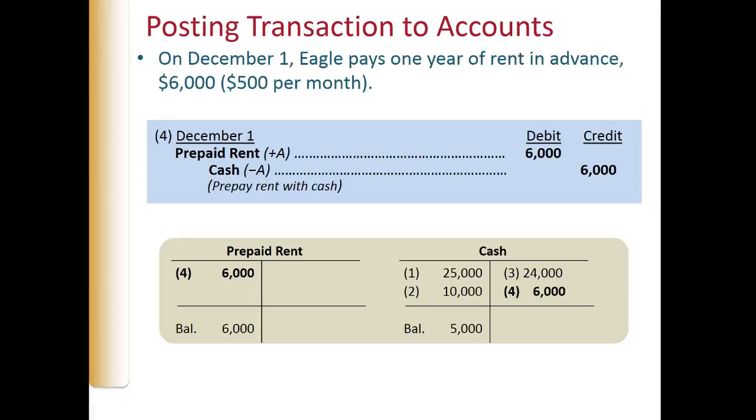Prepaid rent. On December 1st, Eagle pays 1 year of rent in advance, $6,000, $500 per month. What happens? Our asset called prepaid rent increases, and our cash decreases by $6,000 with a credit. Okay?